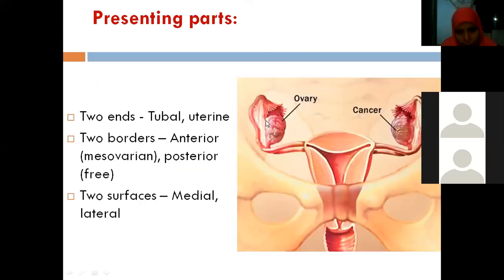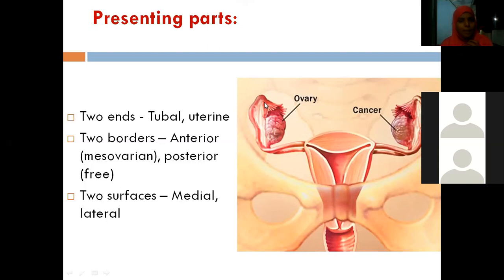Okay, now coming to the presenting parts. Same like testis, beta. Do you remember testis presenting parts? I told you it has upper pole, lower pole, anterior border, posterior border, medial surface, lateral surface. These were the presenting parts of testis, isn't it? Now, if you go back and read the testis, the same thing, we have two ends, like upper pole we have, lower pole we have.